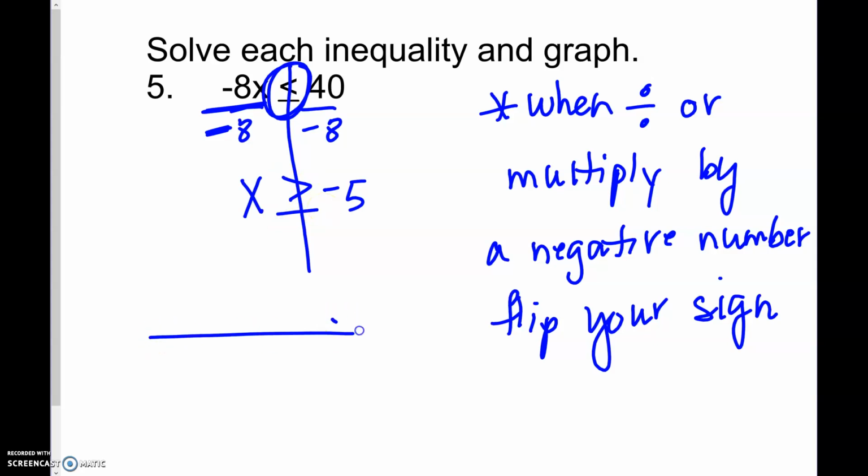Now we graph it exactly the same how we've done the other ones. And at -5, we're going to have a closed circle. And this says any number greater than -5. Okay? And something easy just to prove that to you.